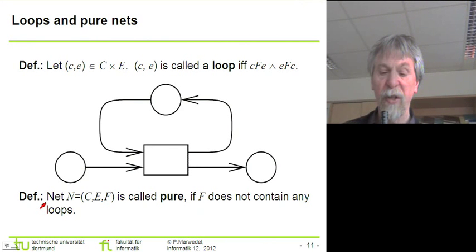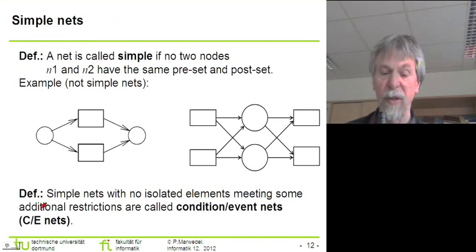A net is pure if the flow relation does not contain any loops. So that's something that we try to avoid in many cases. There's another situation that we try to avoid. A net is said to be simple if a certain situation is not possible for that net. This situation is a situation in which two elements have the same pre and post sets. I'd like to include an example there.